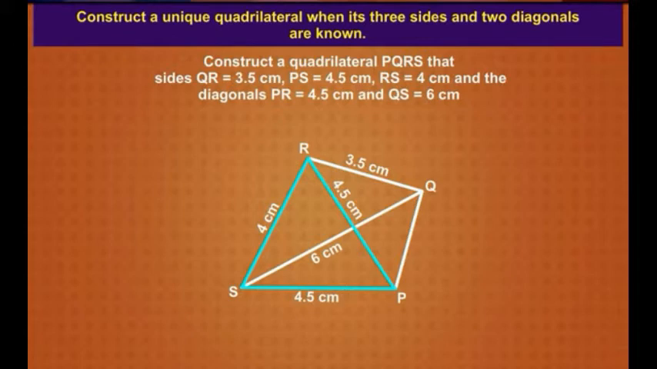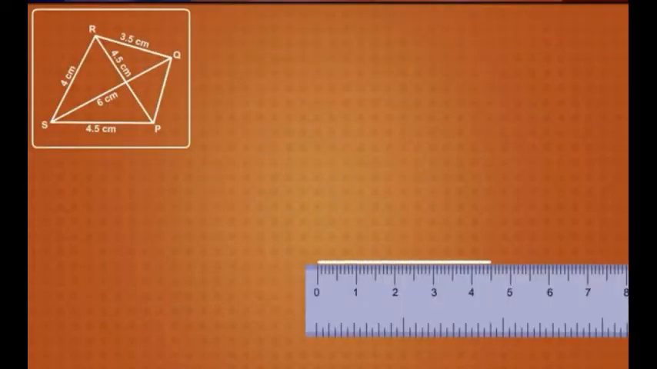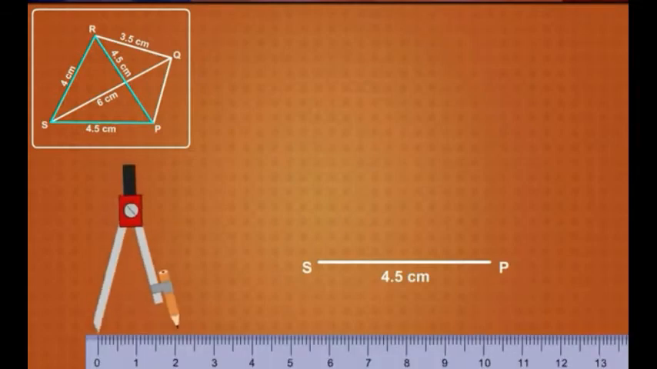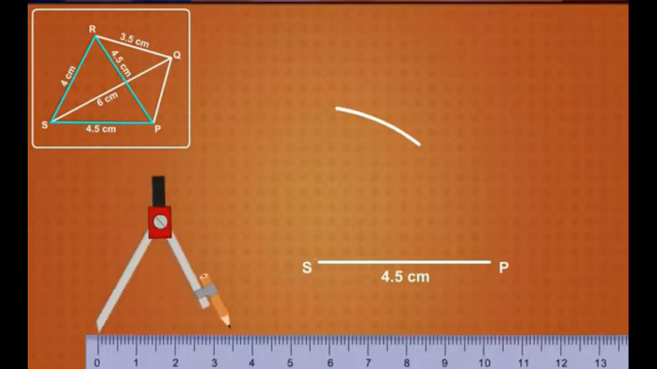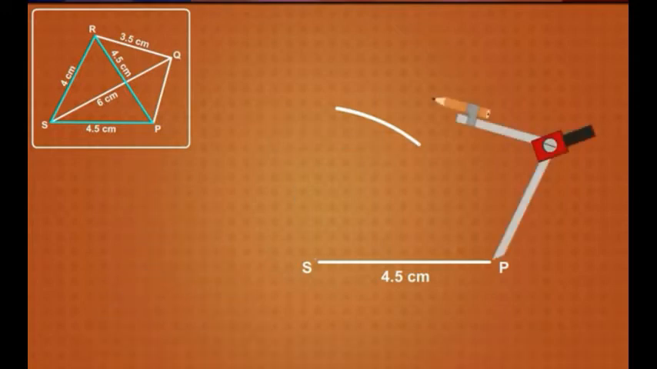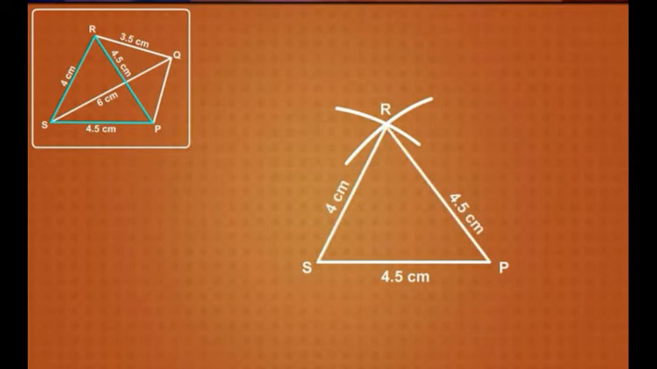Again in this quadrilateral, two diagonals and three sides are given. So first of all we will construct triangle PRS with the SSS congruency rule and we'll try to locate the fourth point Q. For constructing triangle PRS, first of all we will draw the line segment PS equal to 4.5 centimeter. Now from S cut an arc of 4 cm. From P cut an arc of 4.5 cm. Name the intersection point of the two arcs as R. Join RS and RP.